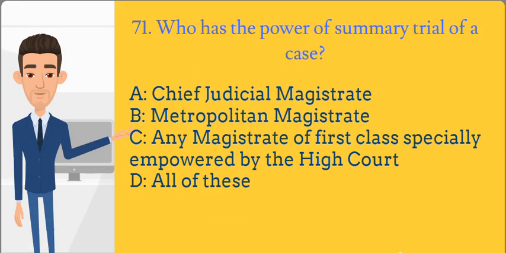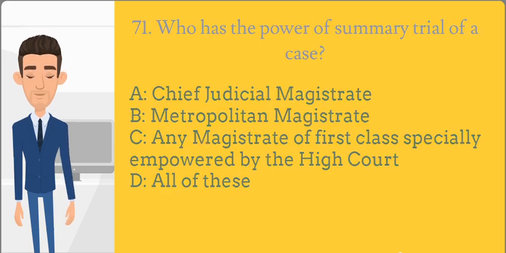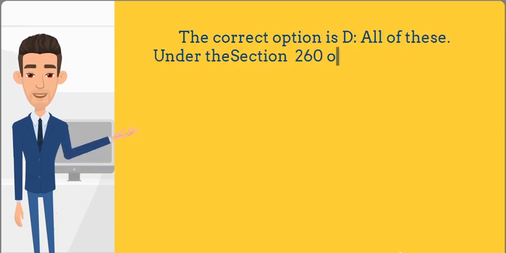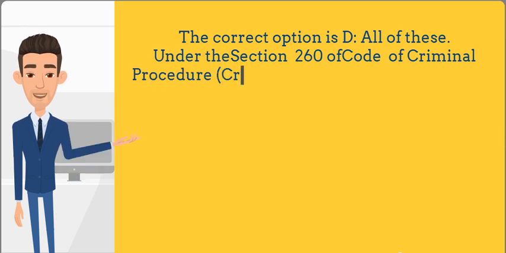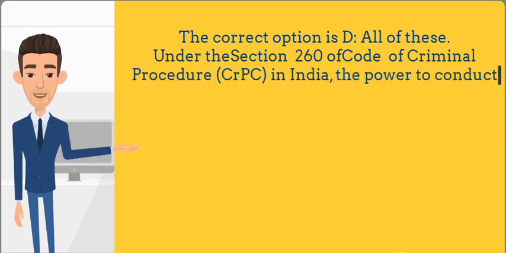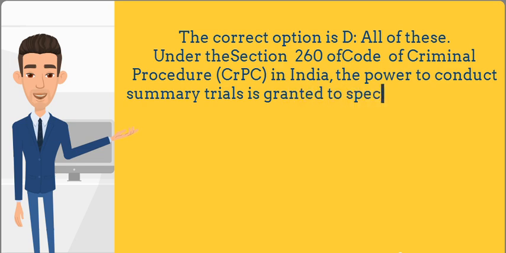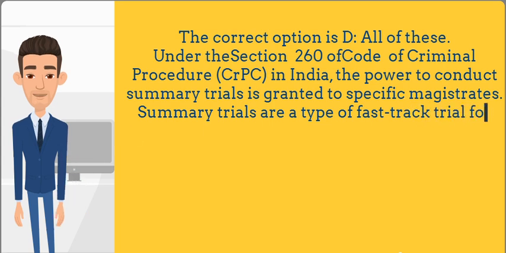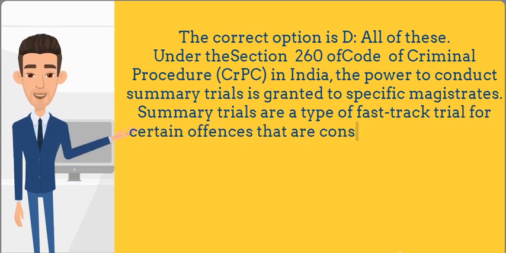71st question is: who has the power of summary trial of a case? The correct option is D, all of these. Under Section 260 of the Code of Criminal Procedure in India, the power to conduct summary trials is granted to specific magistrates. Summary trials are a type of fast-track trial for certain offences that are considered to be minor.